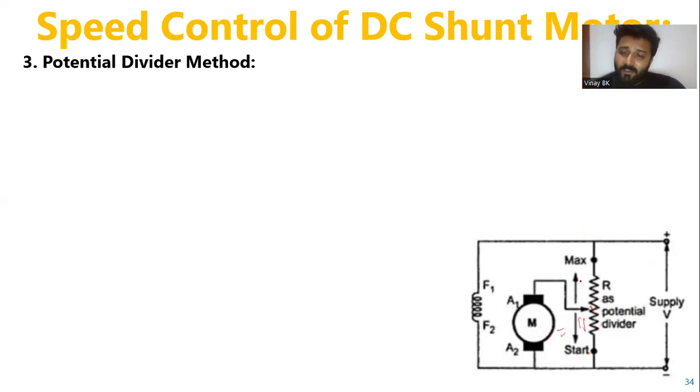If you increase the value of resistance, the voltage across the armature increases. If you decrease the value of R, the voltage across the armature decreases. If the voltage is varying, increasing or decreasing, the speed also varies because Eb is directly proportional to N. Keep that in your mind.